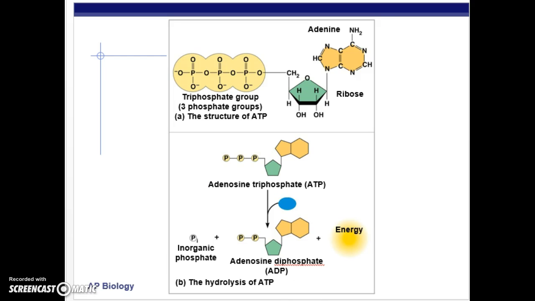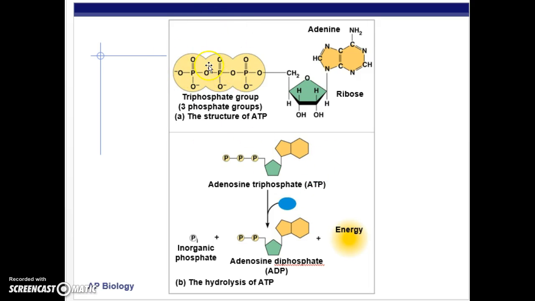A reminder of the structure of ATP is on this slide. It's a nucleotide triphosphate. It has the sugar ribose, its nitrogenous base is adenine, and it has a chain of 3 phosphate groups attached to it.